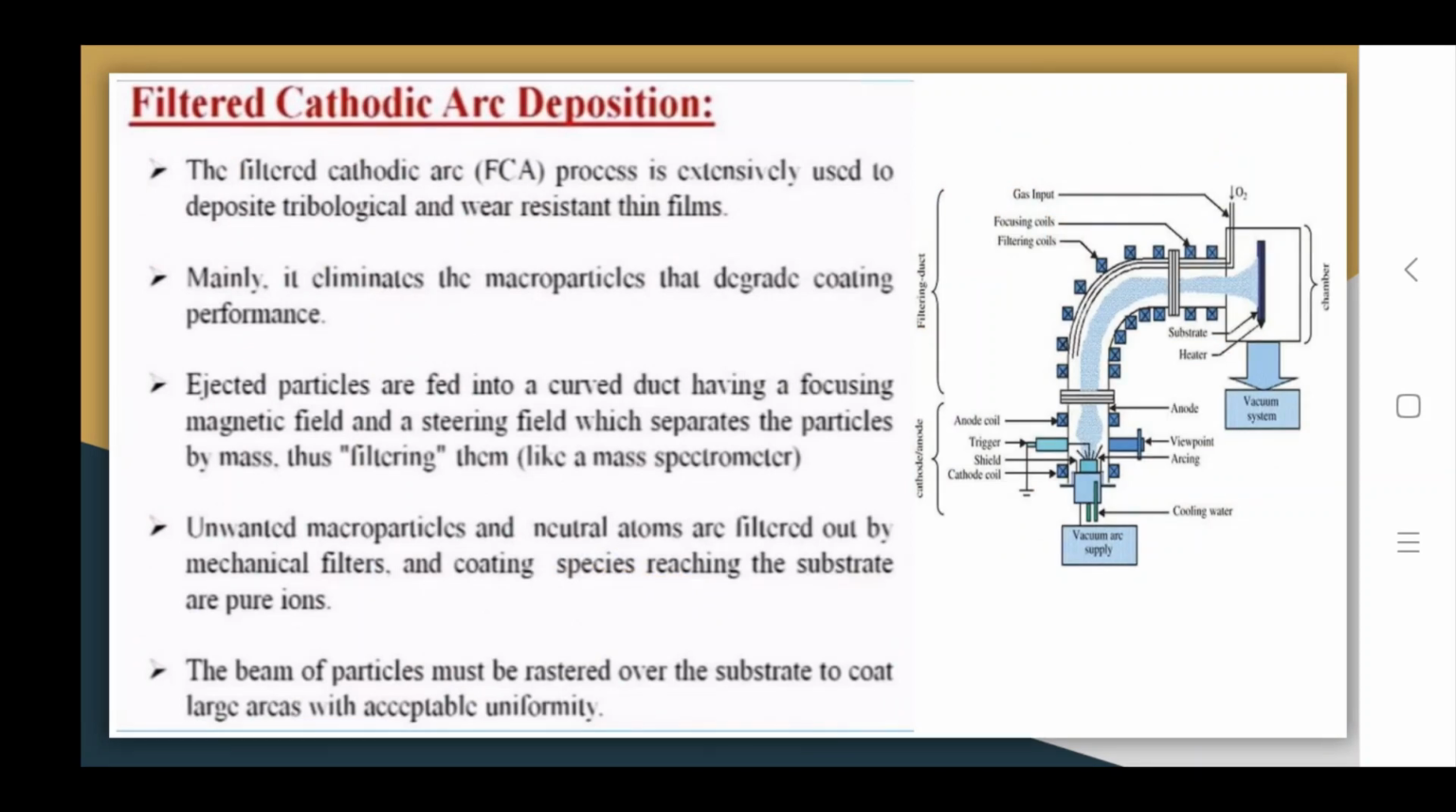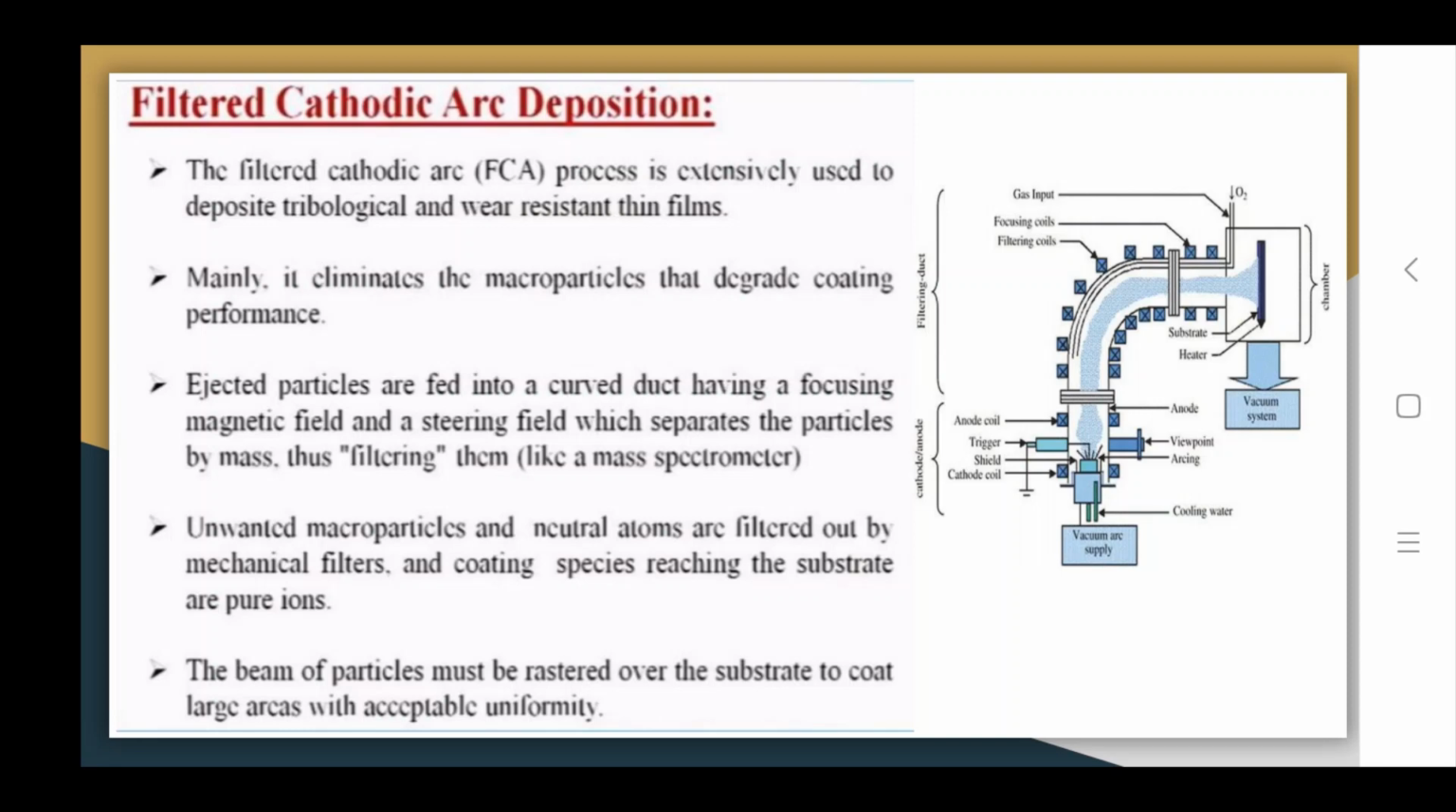Next one is called the filtered cathodic arc deposition process. From this name we can understand that it is a slightly modified version of the previous one. The filtered cathodic arc process is extensively used to deposit tribological and wear resistant thin films. Mainly it eliminates the macroparticles that degrade coating performance. So all particles being deposited onto your substrate are more or less the same size.